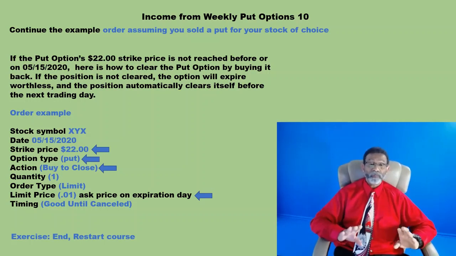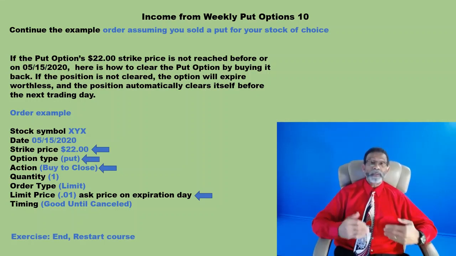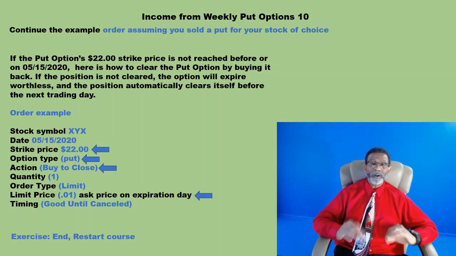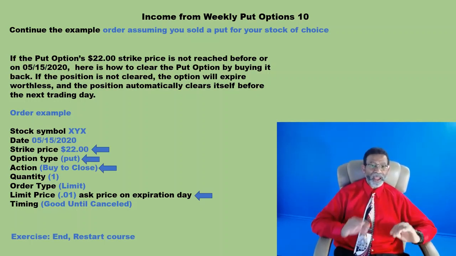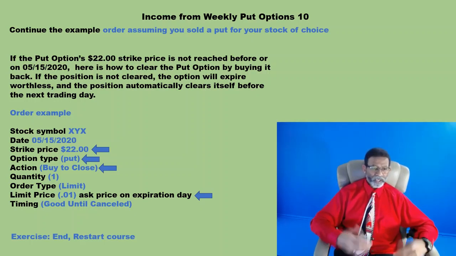Now, on occasion, not necessarily every time, it's possible to buy the option back for 1 cent per share on expiration date. Now, it may be 2 cents, it may be 3, but you're buying it back for the ask price. So if you were able to buy it back for the ask price, in this case, it would be $1 to close out this particular option obligation, to buy it back. And I say good until canceled.